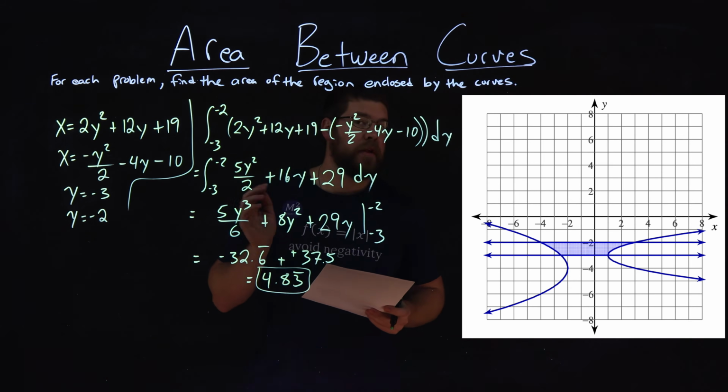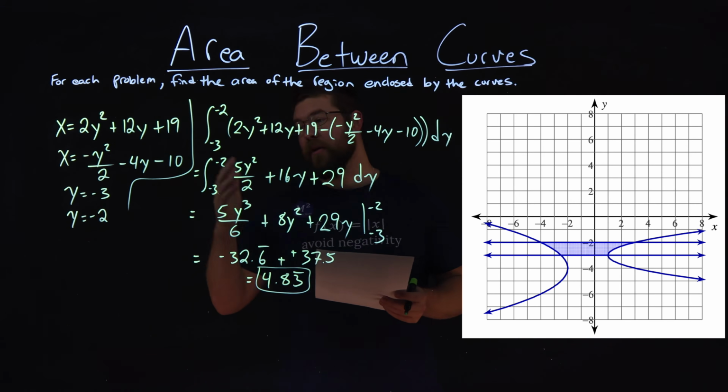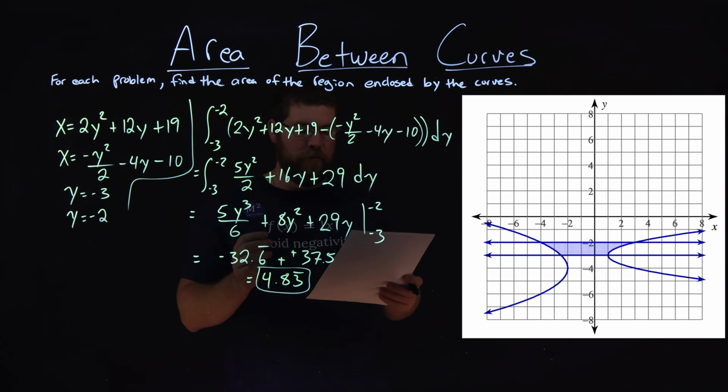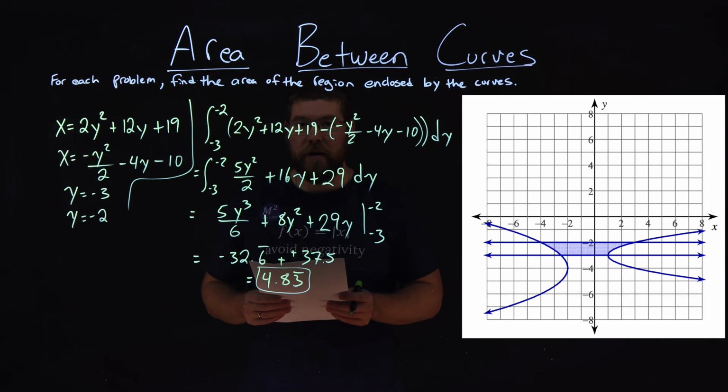Our area between the two curves comes out to be 4.83 repeating.